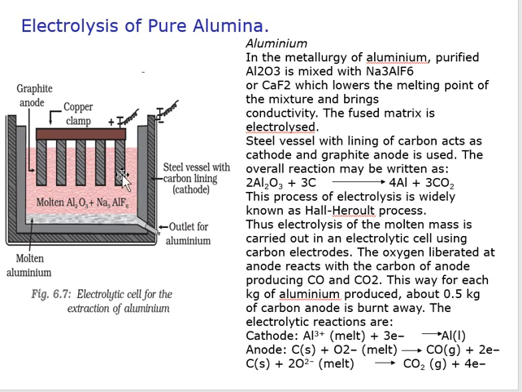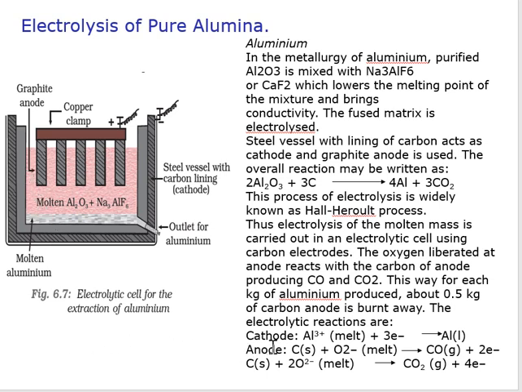And this process of electrolysis is also known as the Hall-Héroult process. This electrolysis process takes place in this electrolytic tank. The oxygen which is liberated at the anode reacts with the carbon of the anode and produces carbon monoxide and carbon dioxide.